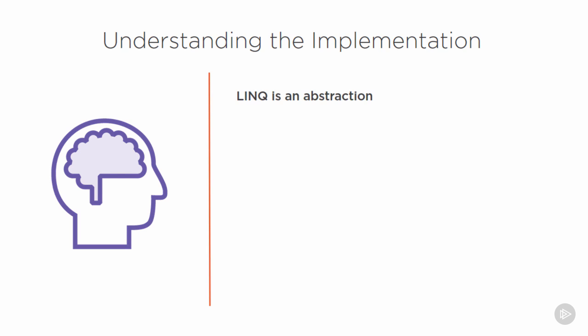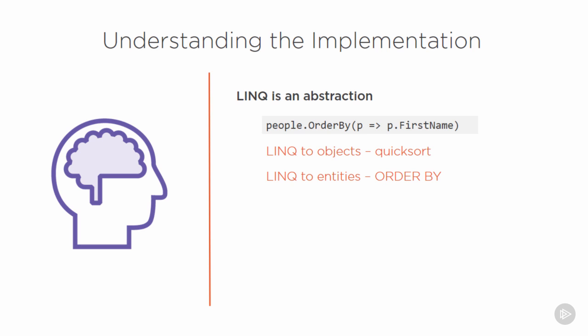Now LINQ is essentially an abstraction. If I say people.OrderBy(p => p.FirstName), then I don't need to know the details of exactly how that sorting is going to take place. If the people collection is an in-memory list, then maybe some kind of quicksort algorithm is going to be used under the hood. And if people is an Entity Framework DbSet, then this is going to turn into an ORDER BY SQL statement, and the sorting will be performed by the database, maybe taking advantage of some indexes.